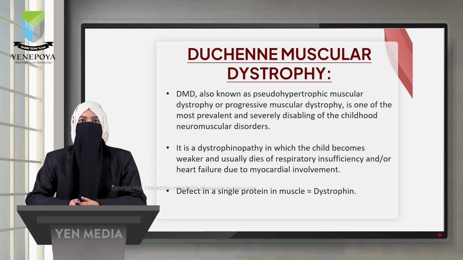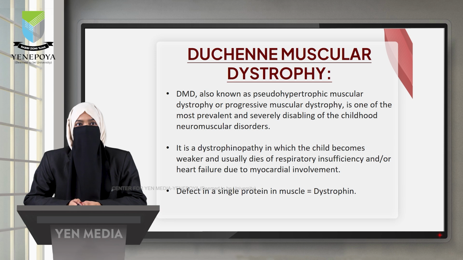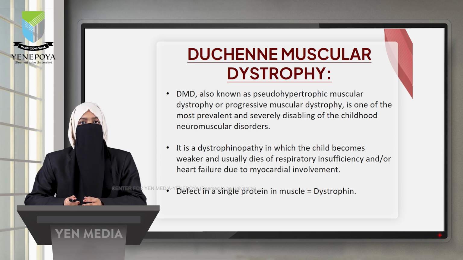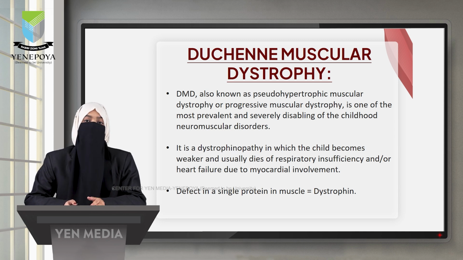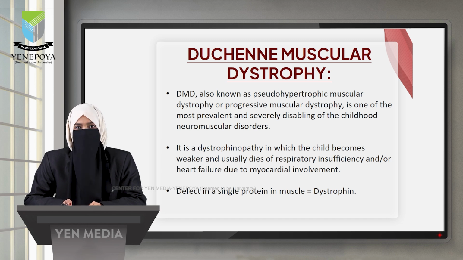In this, I am going to explain the major type, that is Duchenne muscular dystrophy. Now, this is also called pseudohypertrophic muscular dystrophy. Pseudo meaning it is a false hypertrophy of a muscle. It is also called progressive muscular dystrophy, because it's a progressive condition. It is one of the most prevalent and severely disabling of the childhood muscular disorders.